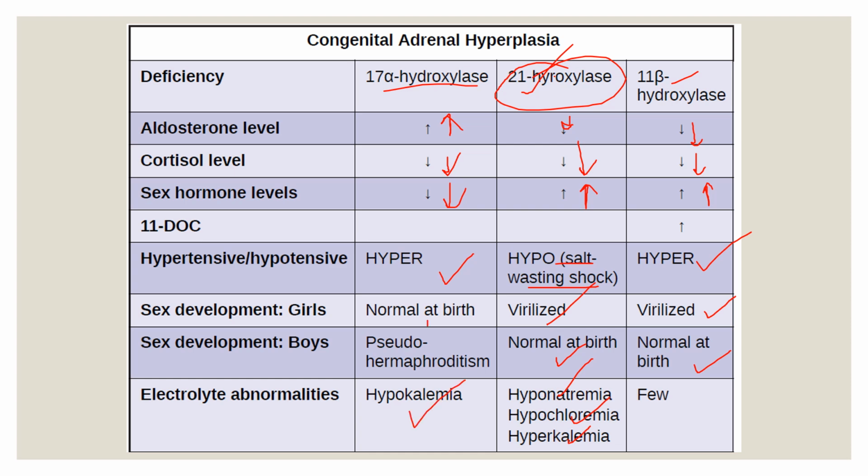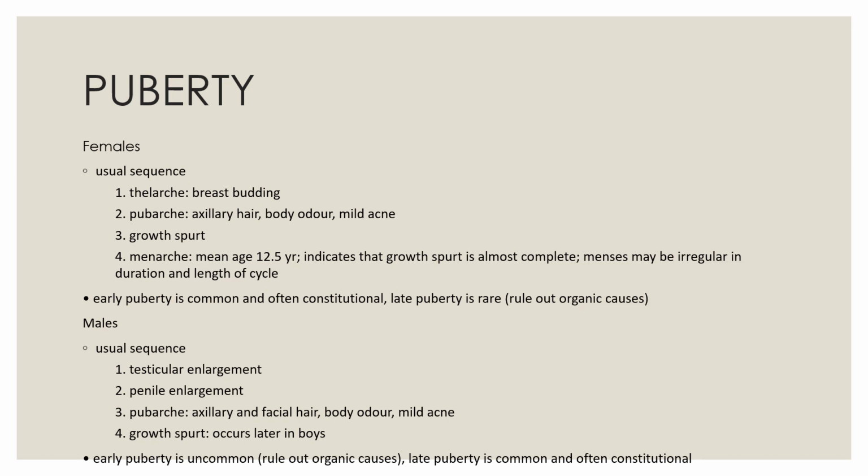Girls will be normal because there is no increase in sex hormones, but boys will have pseudohermaphroditism, more like female genitalia, because there is no androgen action, and coming to puberty.